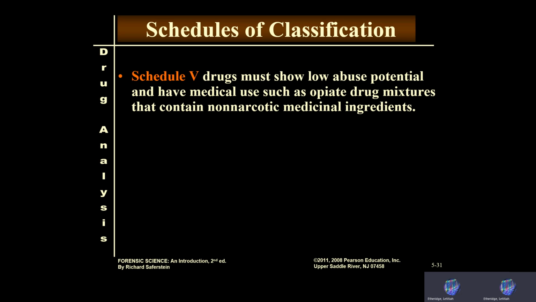Schedule 5 are basically drugs that show a low abuse potential, and they have a certain medical use. So we're talking about some of the opioid drug mixtures, okay? And most of them are going to contain non-narcotic medicinal ingredients.